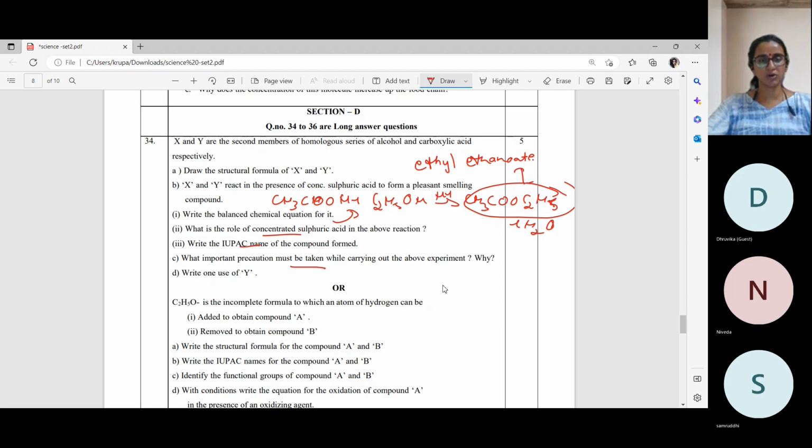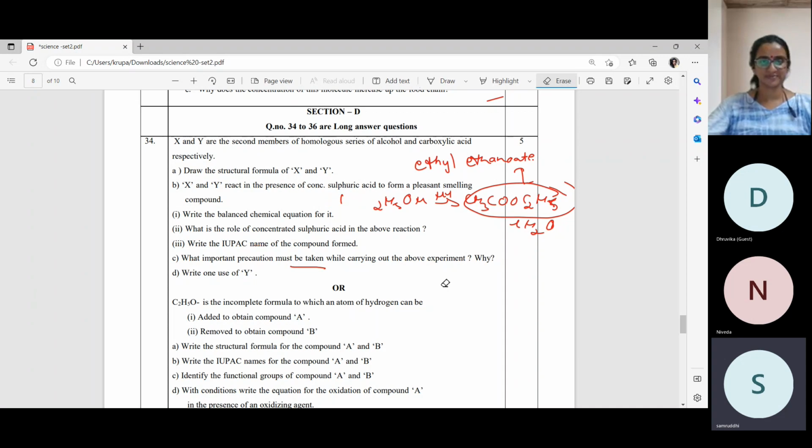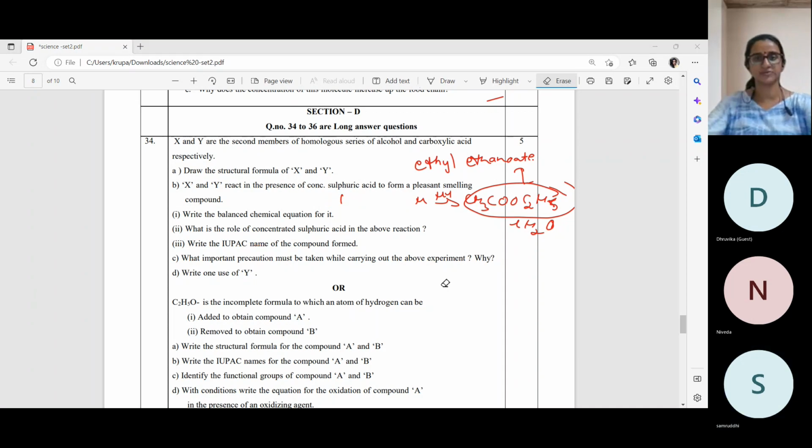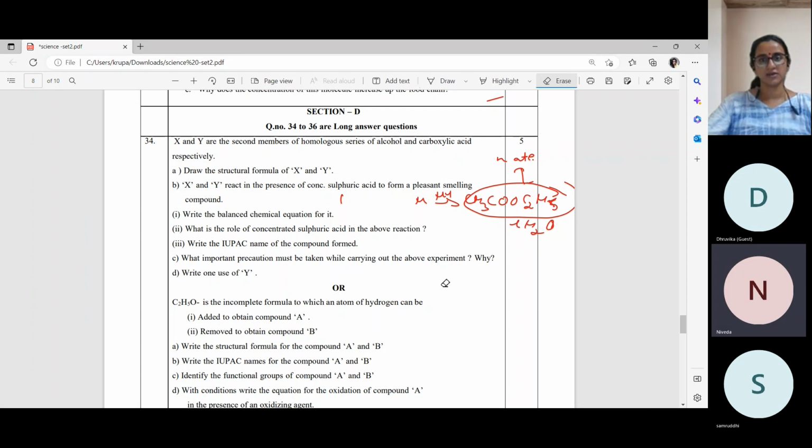Any idea what is an important precaution to be taken? The water or the ester formed should be removed as fast as it is formed. Why? Because the reaction is reversible, so to shift the equilibrium in the forward direction. Awesome. That's awesome. Yes. Anything else?